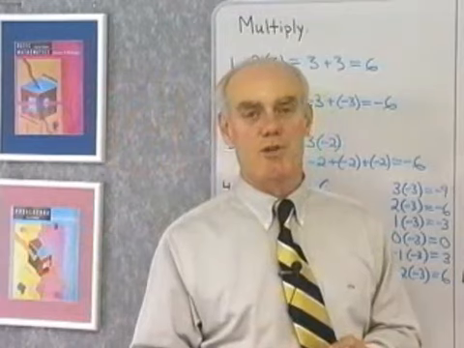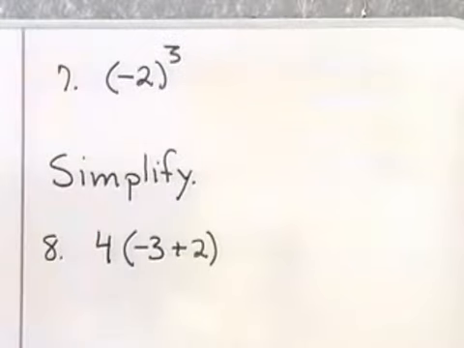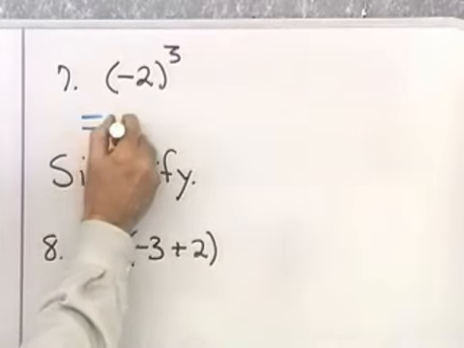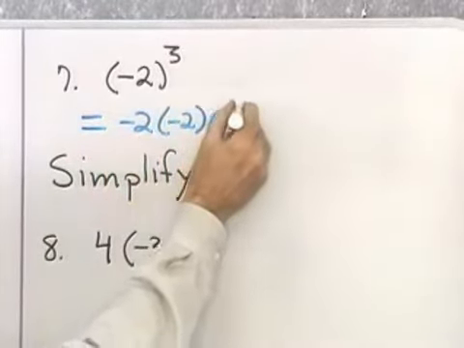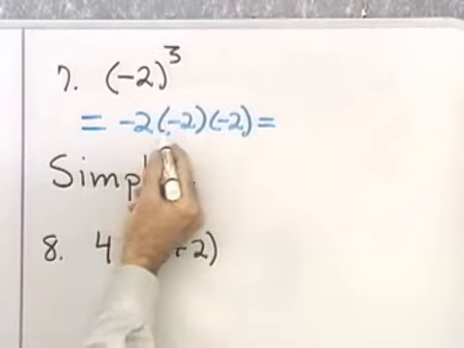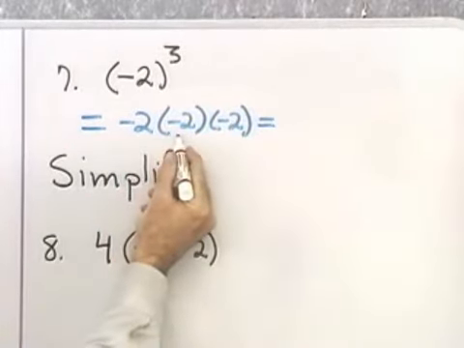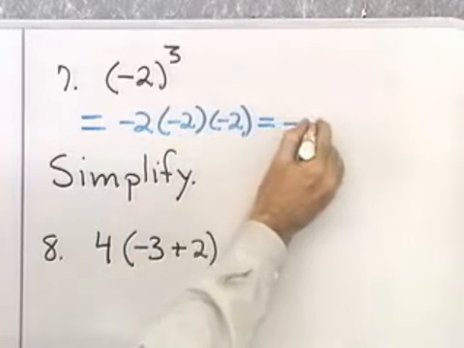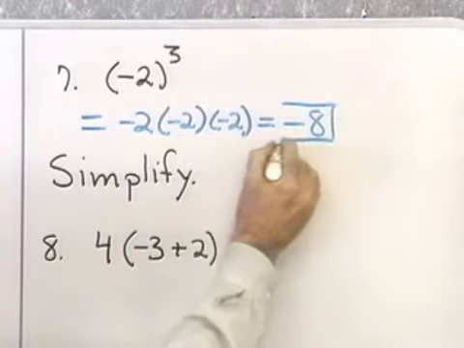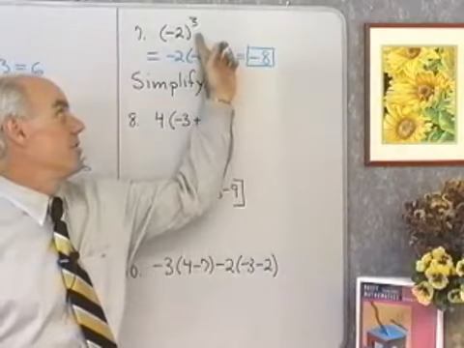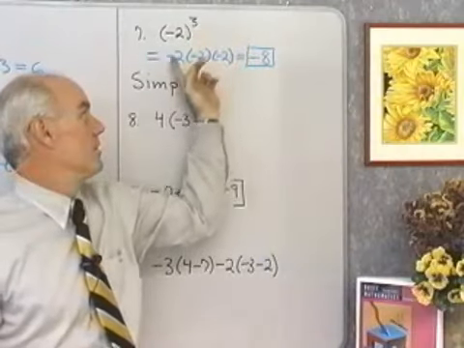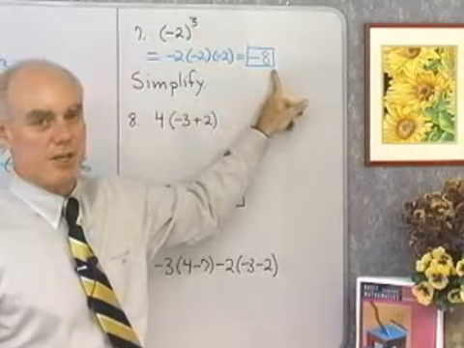The next problem we're going to do involves an exponent. Negative 2 to the third power. I know by definition that this means negative 2 times negative 2 times negative 2. Now I'll multiply negative 2 times negative 2, that's positive 4, times negative 2 again, that will be negative 8. So negative 2 to the third power turns out to be negative 8, and I use my definition for this exponent as being repeated multiplications here to give me negative 8.